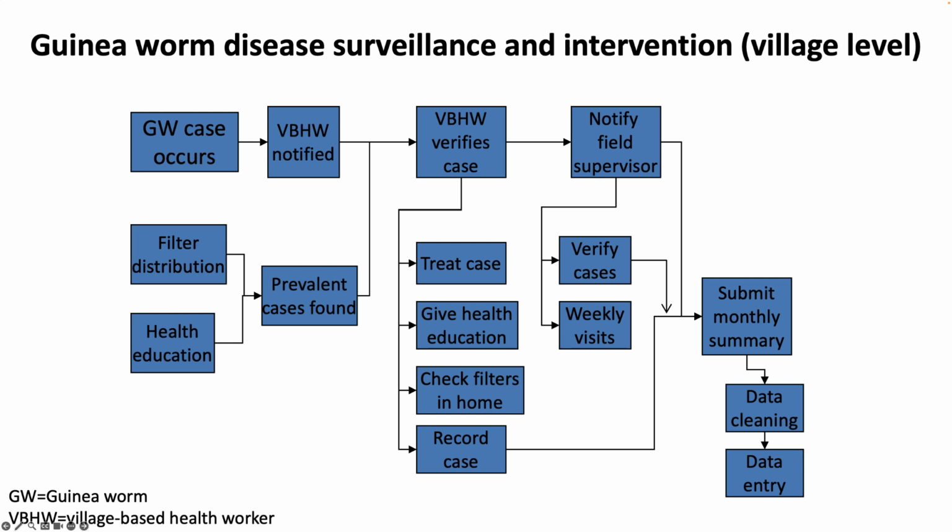In both instances, the VBHW will notify a field supervisor who's supervising the work of multiple other VBHWs, and those supervisors will occasionally come to a village with the village-based health worker to help verify cases and to work on submitting these monthly summaries of all of the cases that have been found. And those monthly summaries, after the data cleaning, get entered into a tracking database.